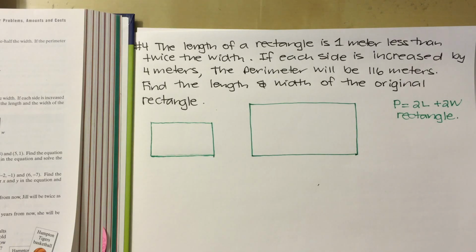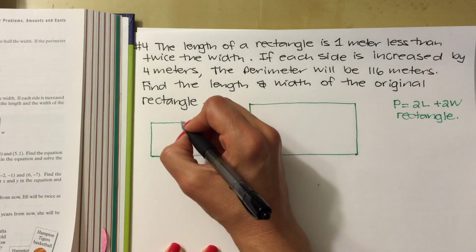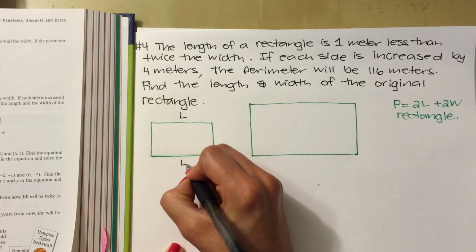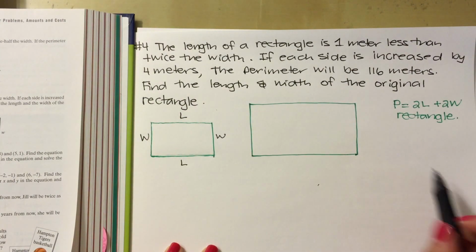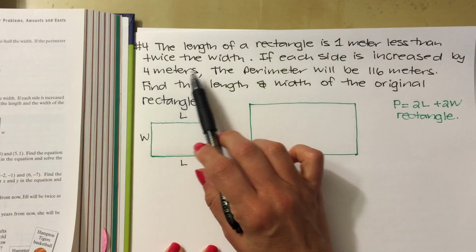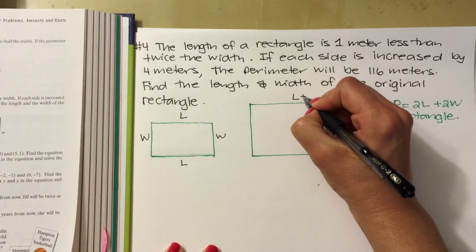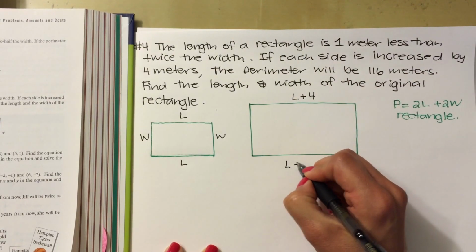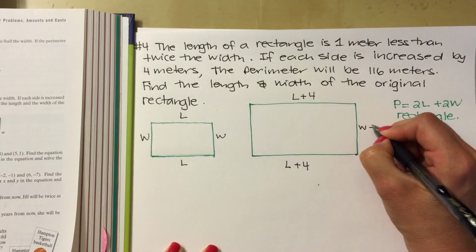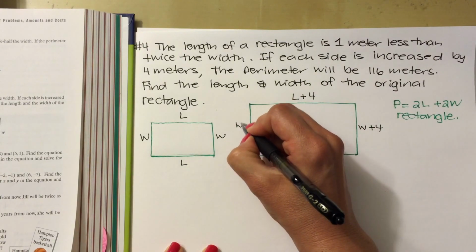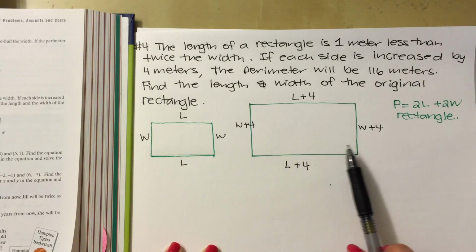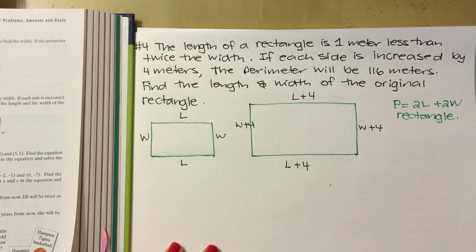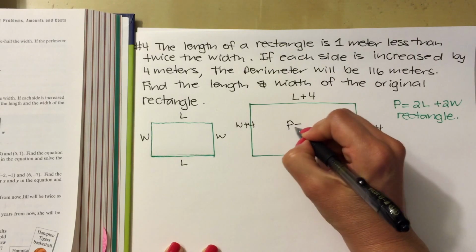Okay, so basically what's happening is that we have two rectangles. For a rectangle, you've got your length, width, and width. And then I have this second rectangle because it says if each side is increased by 4 meters. So L plus 4, L plus 4, W plus 4, and W plus 4. So basically I take each of these sides and add 4 to them. I know the perimeter of the larger one. The perimeter is 116 meters.